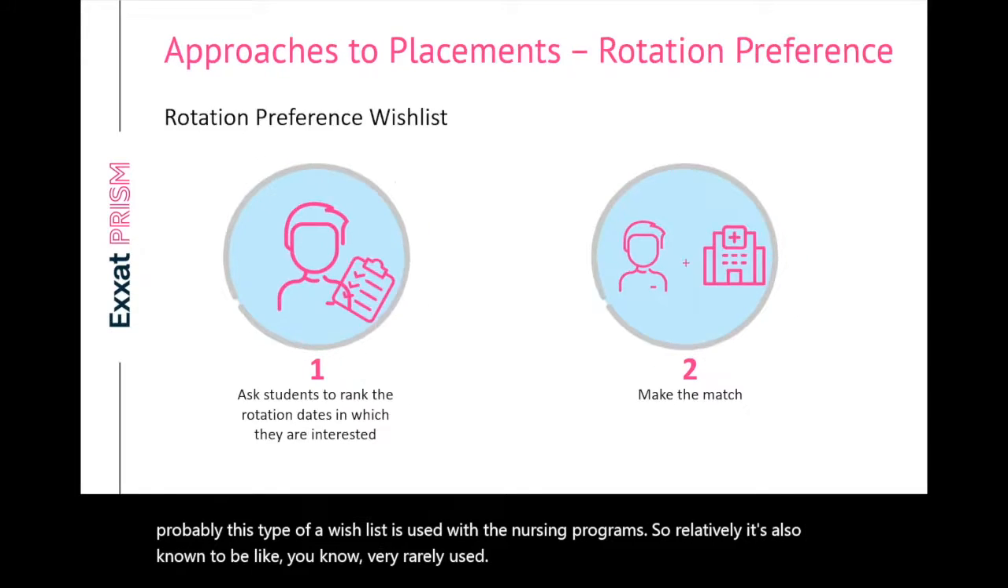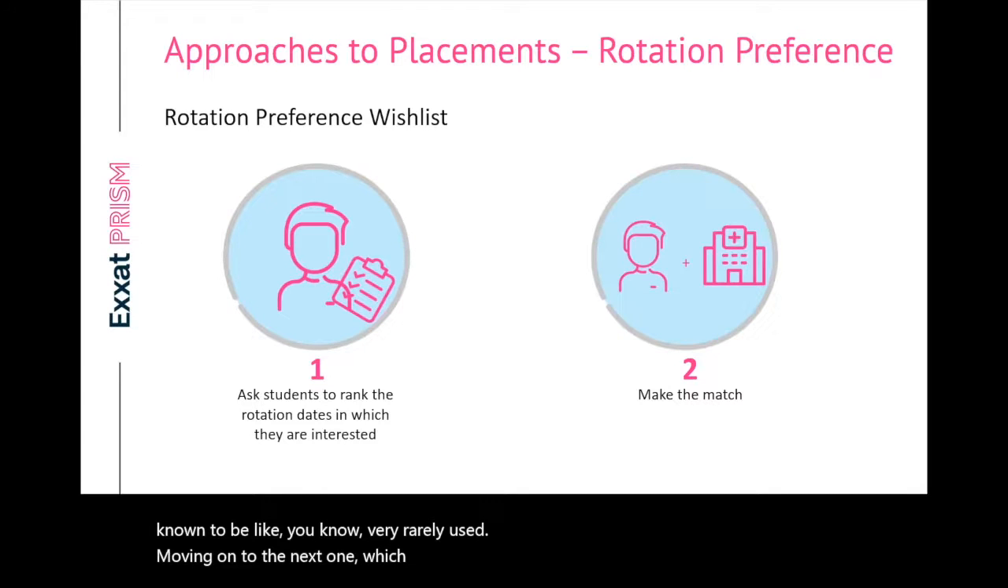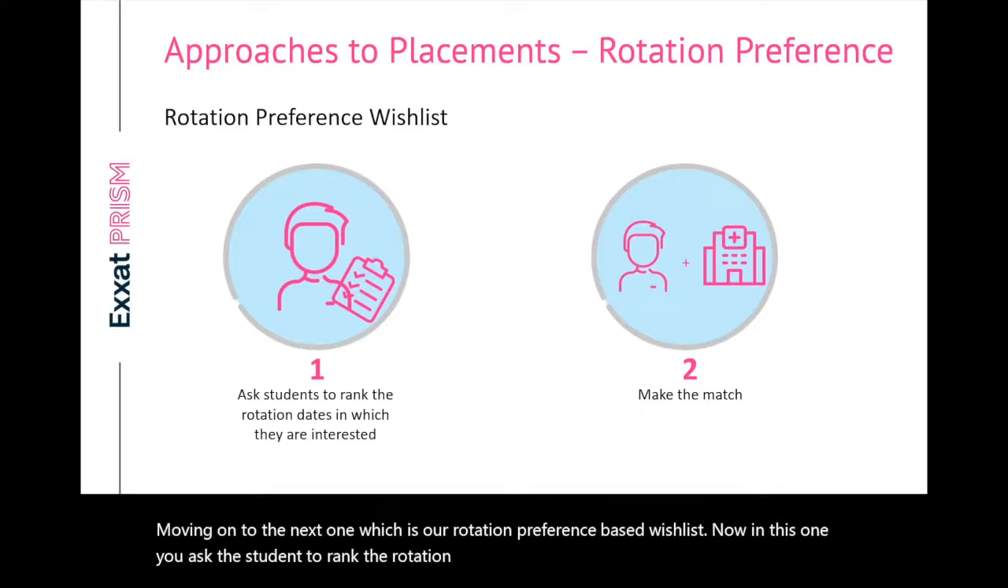Moving on to the next one, which is a rotation preference based wish list. Now, in this one, you ask the student to rank the rotation date in which they're interested. And as soon as you have that information, you can go ahead and make the match.